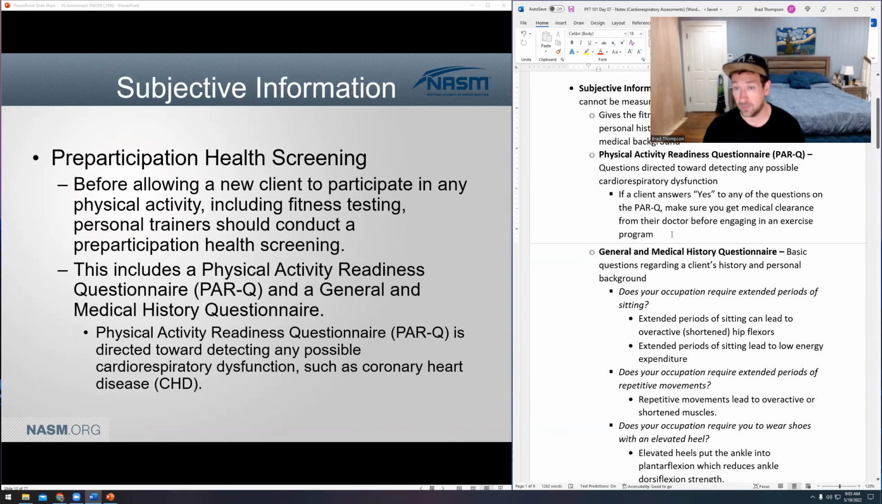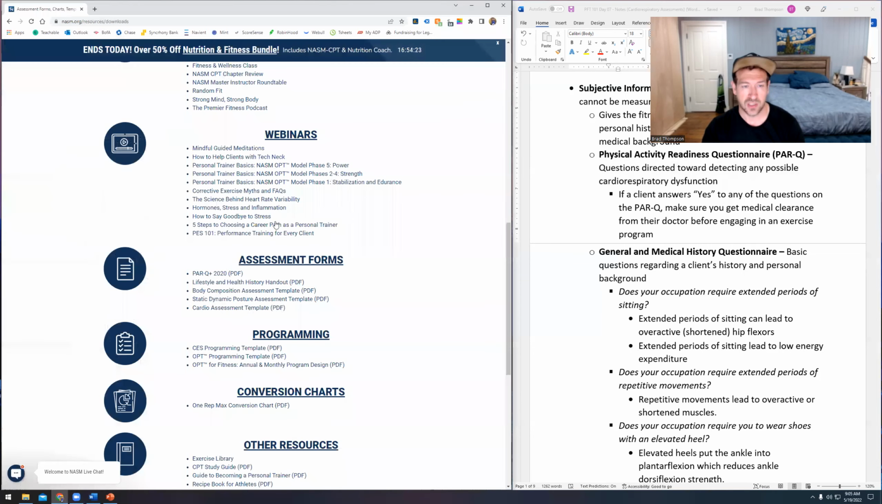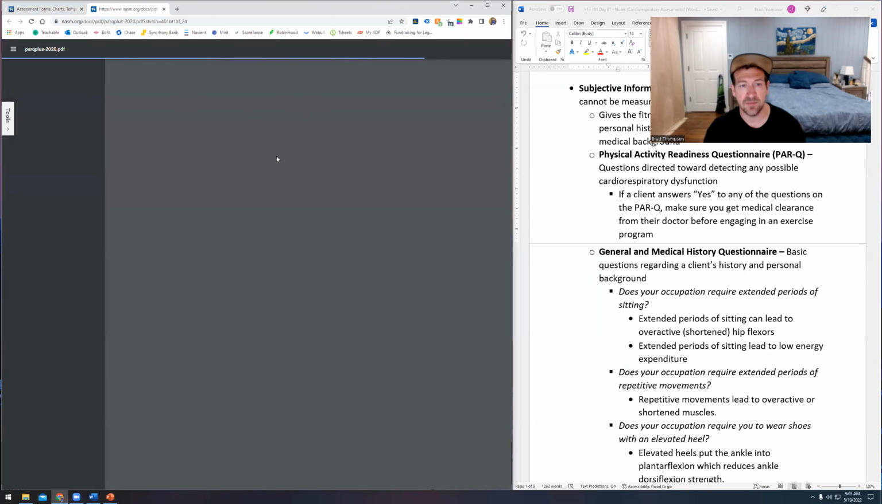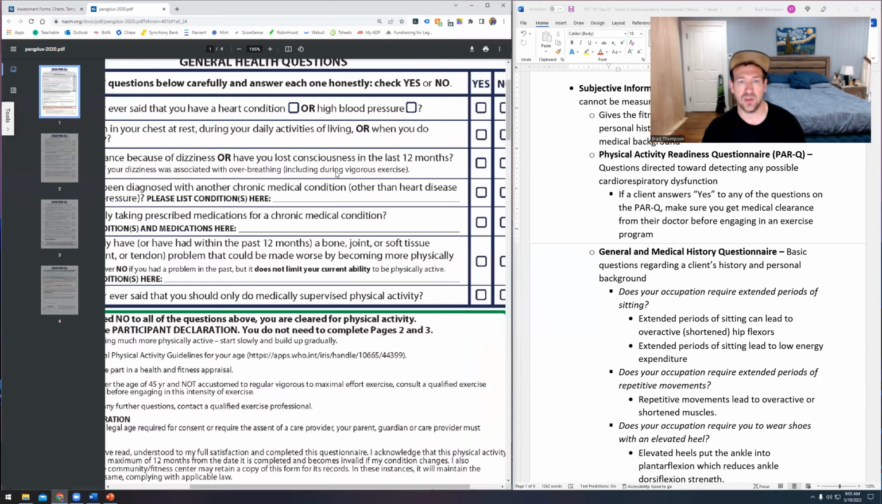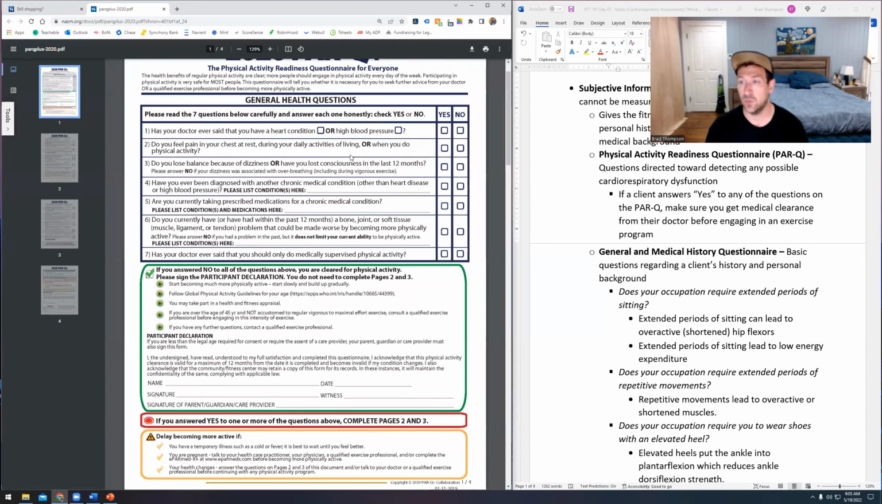So the first part of any fitness assessment, the very first thing you are going to do, is have your client fill out what is called the physical activity readiness questionnaire, the PAR-Q. These are questions directed towards detecting cardiorespiratory dysfunction. So go to NASM's website here, click this PAR-Q, and you'll see these are seven questions all about whether or not your client has some type of cardiorespiratory or skeletal dysfunction, right?